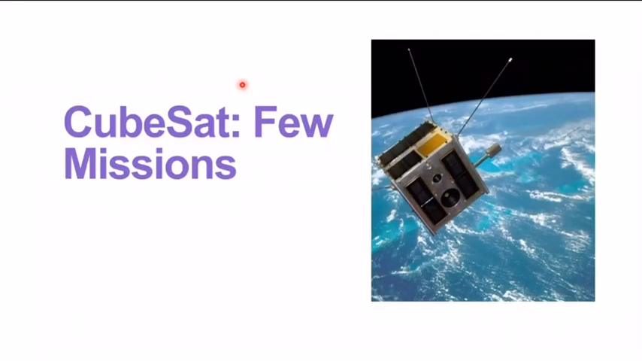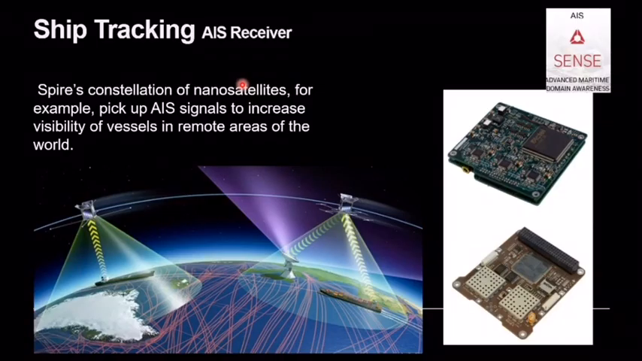Now, since we should have by now some very basic understanding of the platform and payload subsystems, I will give you a very short review of a few missions with CubeSats that are mostly being done for the time being. So this ship tracking application is quite famous. You use this AIS receiver. AIS is the Automatic Identification System.